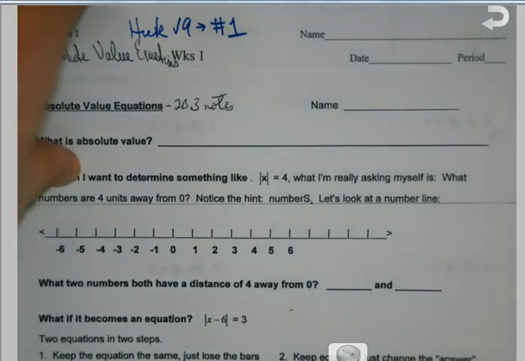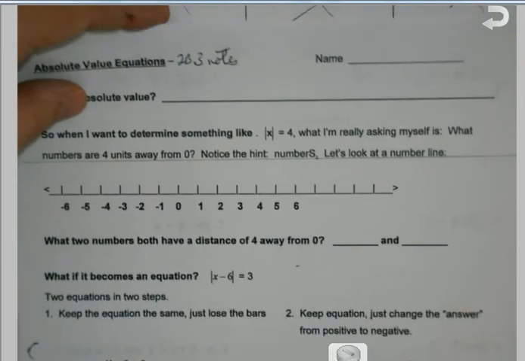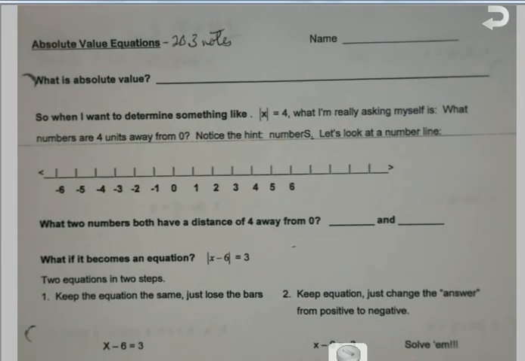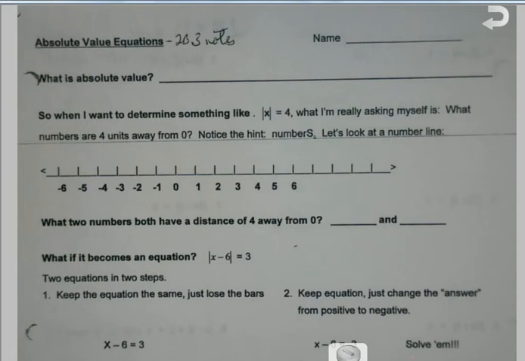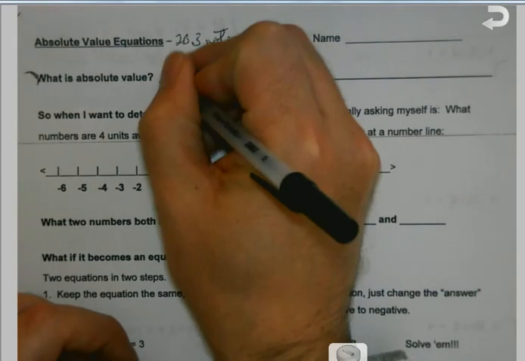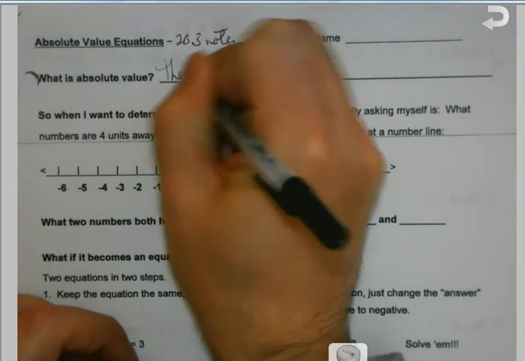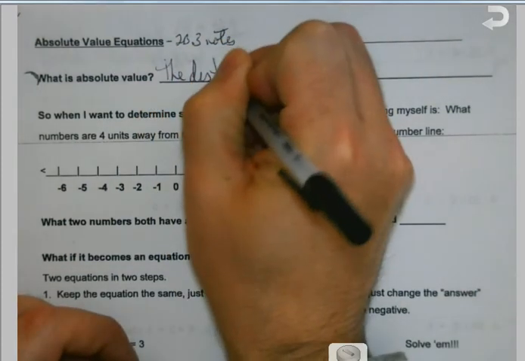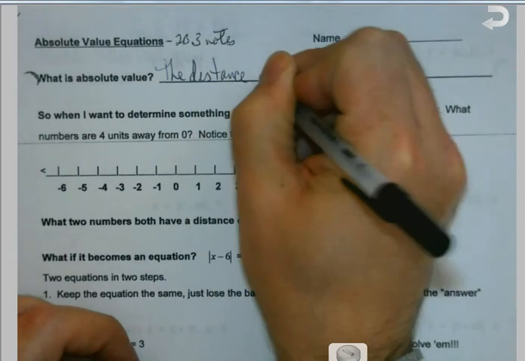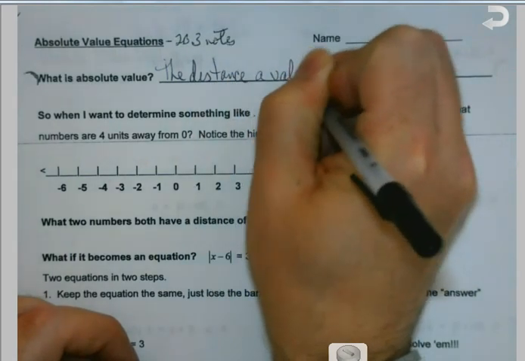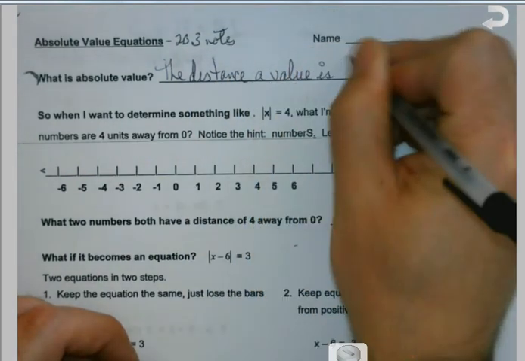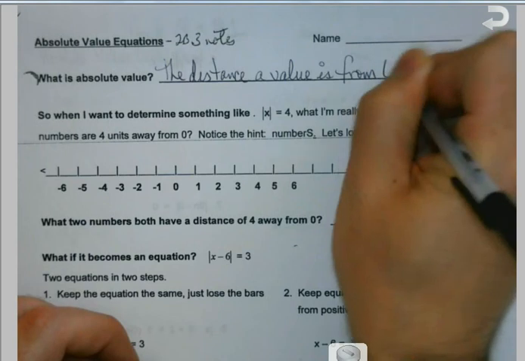So when we start looking at absolute value equations, one thing we need to know is a little bit of what absolute value is, because that's going to help us out a bit. So absolute value is the distance a value is from 0.